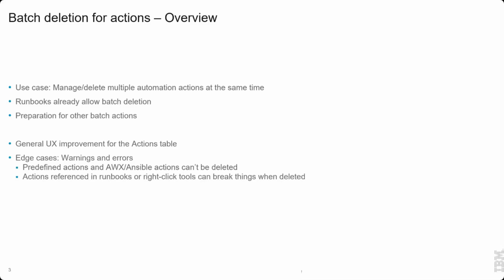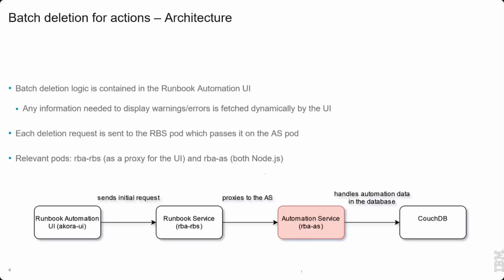There's a couple edge cases here which makes this a little more complicated, specifically around warnings and errors. For example, predefined actions or Ansible actions cannot be deleted from our experience because they are either hard-coded and referenced in other places, or in the case of Ansible because they're managed in the Ansible automation controller platform, so outside of our direct experience. And then on the other side, we have obviously actions that are being used in other places inside of Runbooks or inside of right-click tools. Both of those are references to a specific action. So whenever you delete that, those things could break. So in those cases, we want to make sure that the user is aware of those warnings and can make a deliberate decision there.